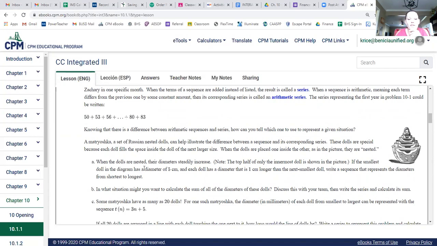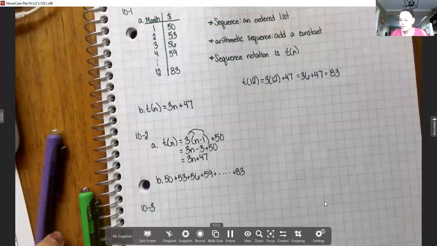When the dolls are nested, their diameters steadily increase. Notice the top half of only the innermost doll is shown. Each of these would have the top half of them, which isn't shown in this picture, so you can see what it looks like. If the smallest doll in the diagram has a diameter of 5 centimeters and each doll has a diameter that is 1 centimeter larger, write a sequence that represents the diameters from shortest to largest. So there was still a lot there.